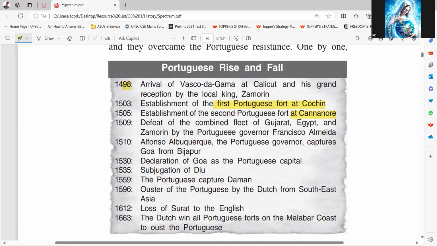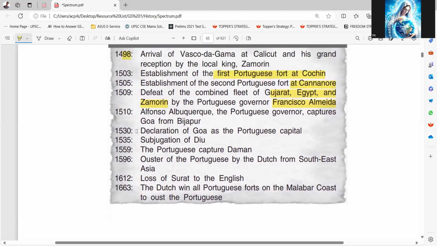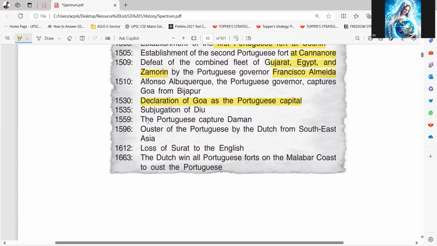1509, defeat of the combined fleet of Gujarat, Egypt and Zamorin by Portuguese governor Francisco Almeida. 1510, Alfonso Albuquerque, the Portuguese governor, captures Goa from Bijapur. 1530, declaration of Goa as the Portuguese capital. 1535, subjugation of Diu. 1559, the Portuguese capture Daman.